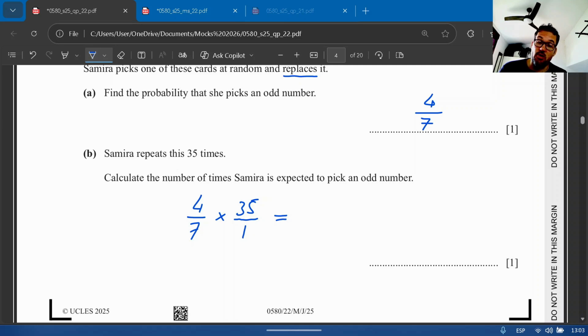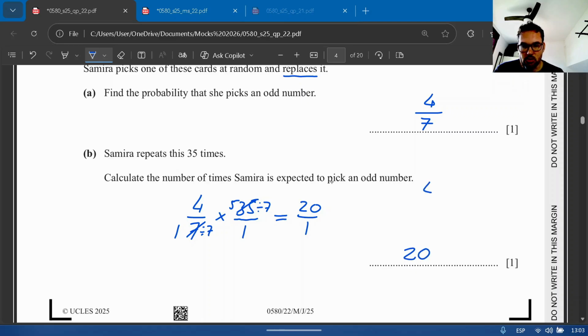And then simplify it. But better is simplify before you multiply, because we can divide the 7 and the 35 by 7. Divide the top and the bottom by the same number, which will make this 1, and we'll make this 5. A lot easier. 4 times 5 is 20. 1 times 1 is 1. So 20 out of the 35 would be odd numbers.